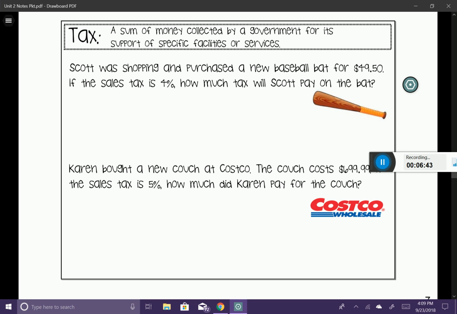The first example says, Scott was shopping and purchased a new baseball bat for $49.50. If the sales tax is 4%, how much tax will Scott have to pay on the bat? So the bat has a price tag at the store of $49.50, but Scott cannot leave the store paying exactly $49.50. He's going to have to pay some tax. So let's figure out what is 4% of $49.50.